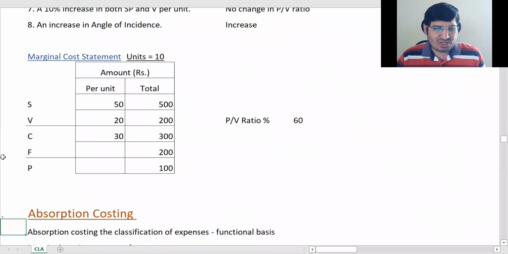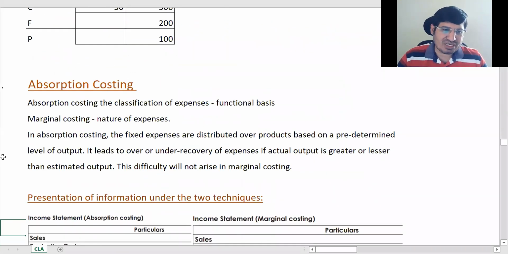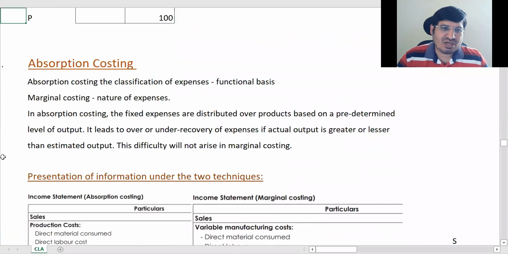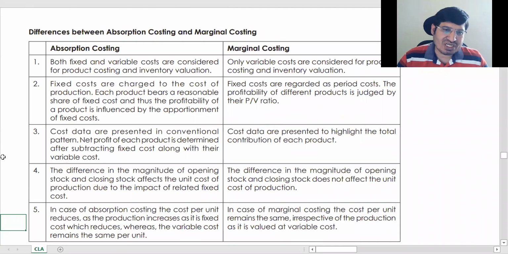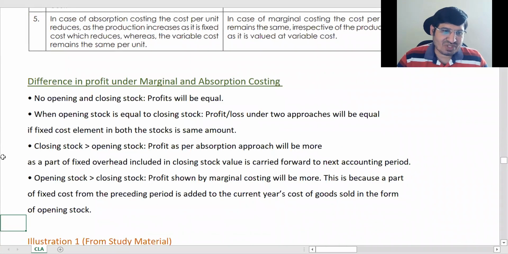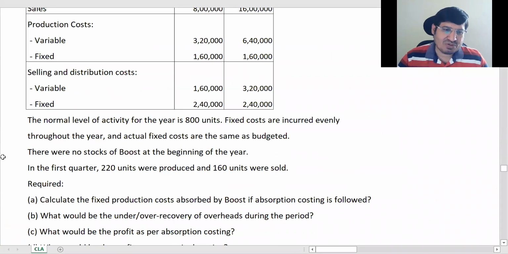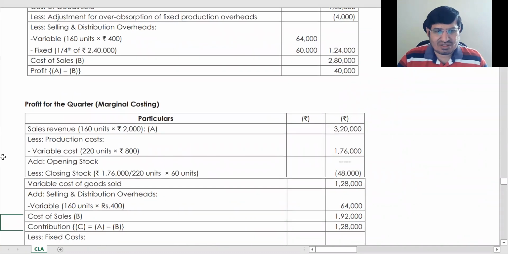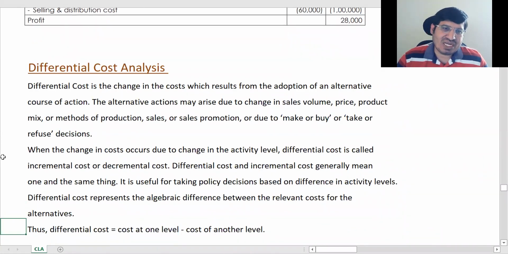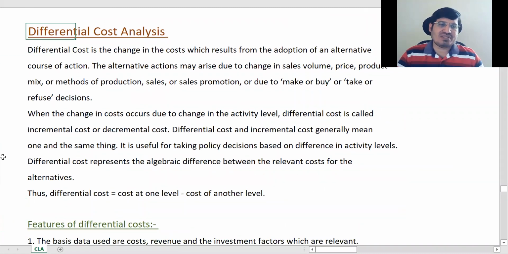So we had discussed absorption costing, and we had seen how we can present data in both forms, absorption and marginal costing form, and the limitations of absorption costing, the differences, all these things we saw. And this example also we had completed. So now the next topic, which independently is the last topic as such in marginal costing. After this, the only thing remaining will be the problems.